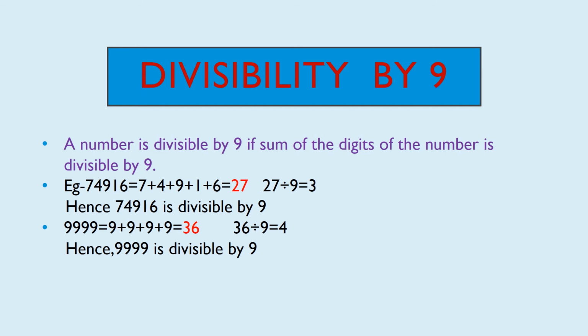Another example, 9,999. Now on adding the digits of the number, 9 plus 9 plus 9 plus 9, that is 9 fours are 36. So now on dividing 36 by 9, you get 9 fours are 36. So you get 4 and remainder 0. Hence the number 9,999 is also divisible by 9.